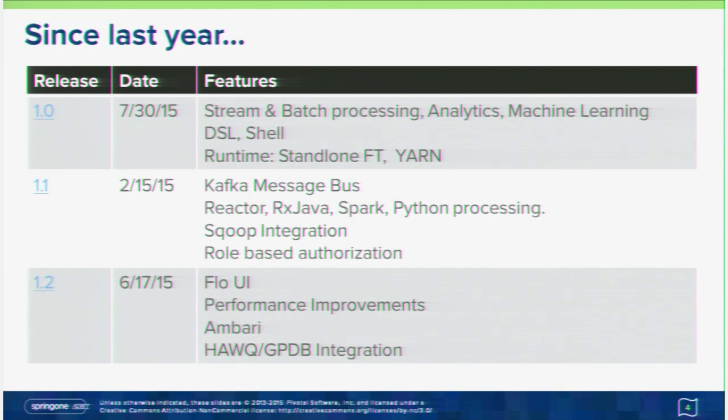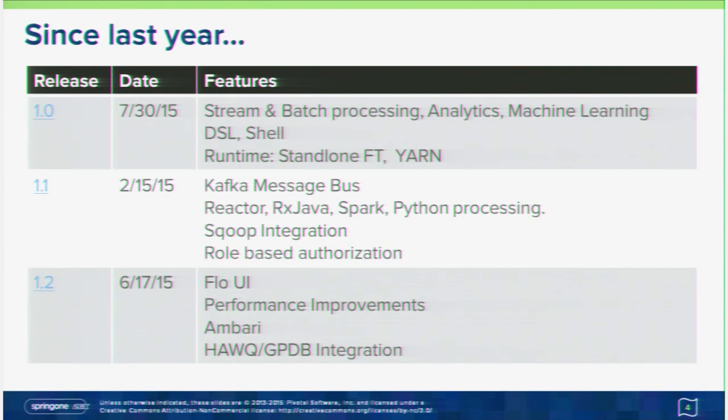improvement to the UI. That's called Flow. A lot of performance improvements. We really benchmarked very heavily on Rackspace, our Kafka performance, to get numbers in the millions of messages per second. Automated deployment through Ambari. So if you want to use Ambari as your means to deploy your Hadoop cluster, you can now also deploy XD onto Yarn with Ambari.